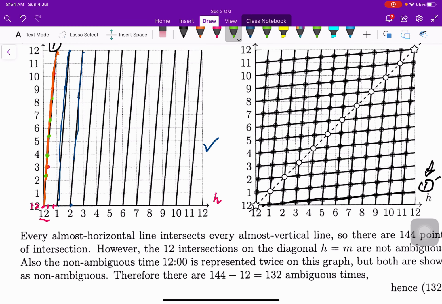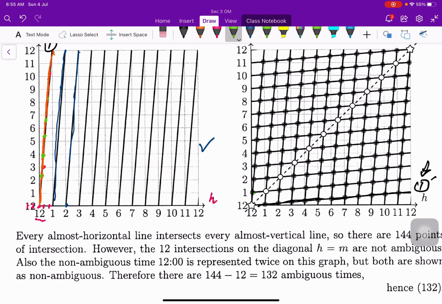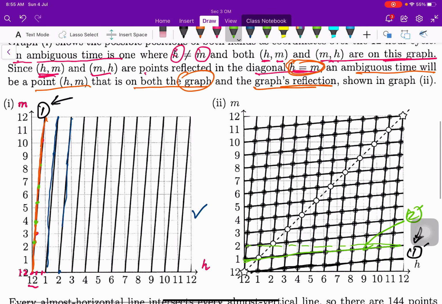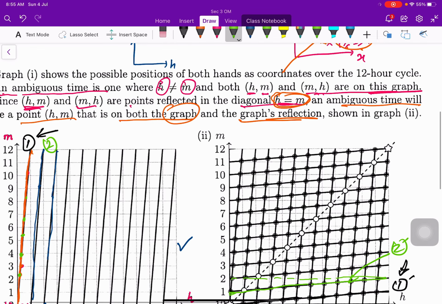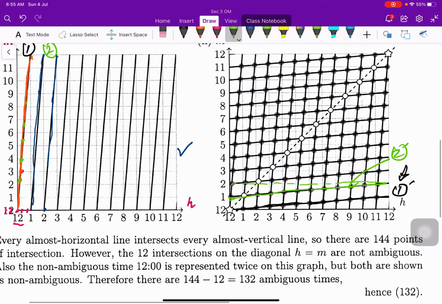can you see that this part here, this is line 2. Can you see that this part here, this is line 2. This line, this 2 prime, is the reflection of line 2. Alright, and the intersection of these points will be the one that gives you the ambiguous point.